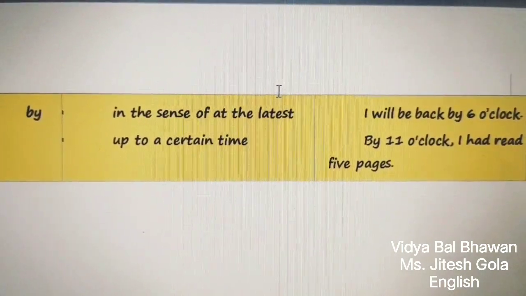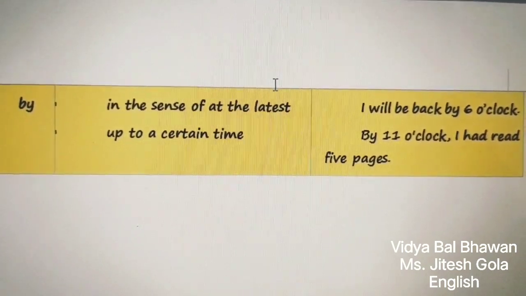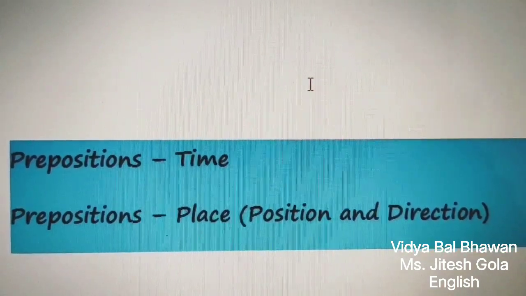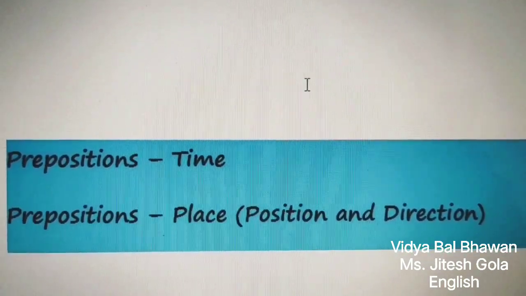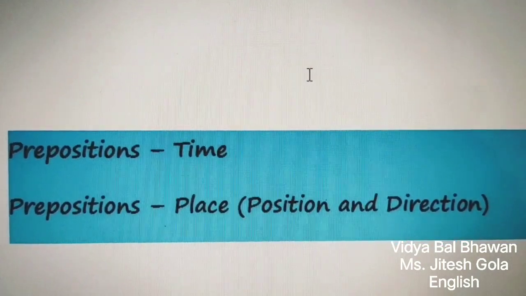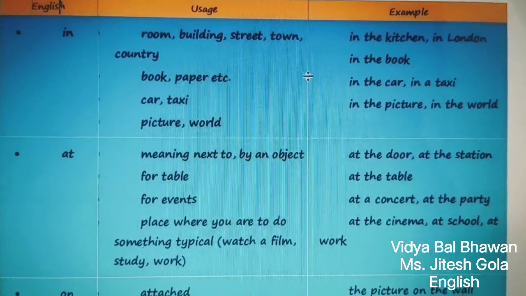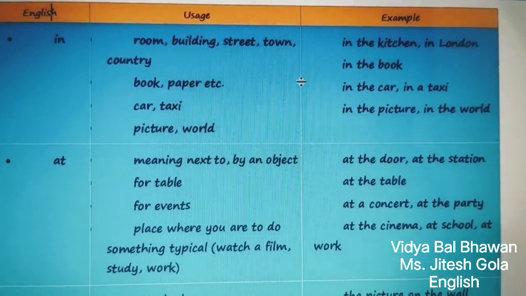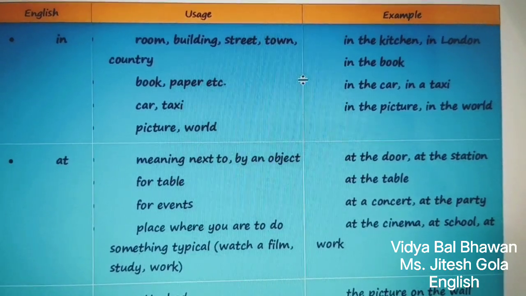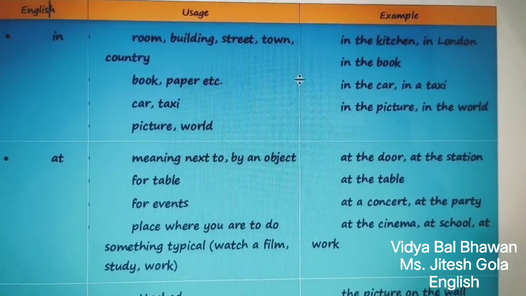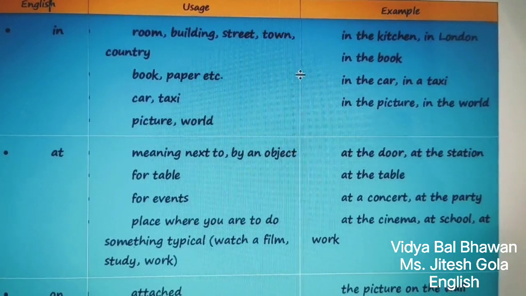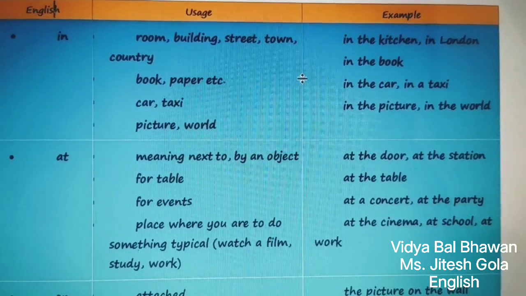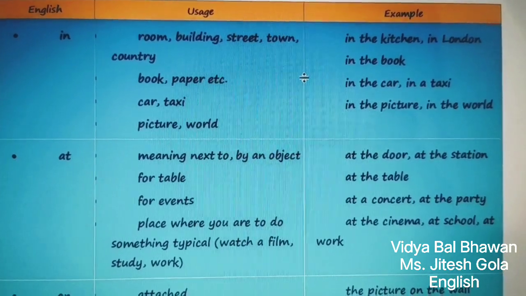Now we are going to define it in two senses. Now we'll see preposition of time and preposition of place, taking both position and the direction. So based on place and time, we can use the preposition in different manner. For example, the first one I have taken here, in. So it can be connected with room, building, street, town, country, or when you are talking about book, paper, car, taxi, picture and word. So one by one we'll see the example of that also.